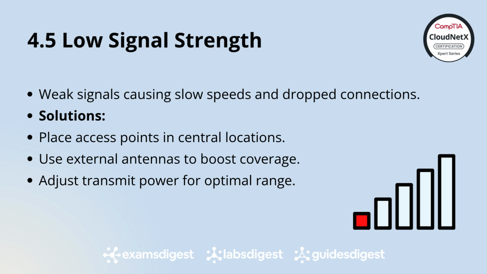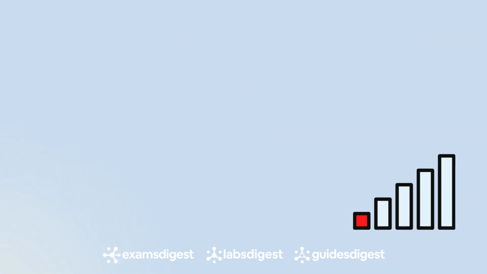It typically occurs when users are too far from the access point, or when the signal is weakened by environmental factors. Symptoms of low signal strength include frequent buffering, slow downloads, and dropped connections. Using Wi-Fi signal strength testing tools can help identify areas with poor coverage.